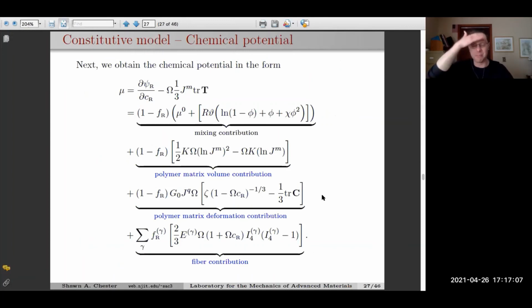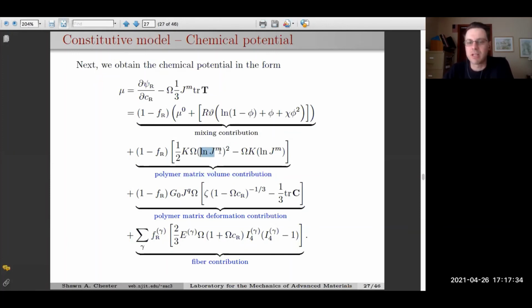So now it gets even bigger, my gosh, for the chemical potential, but there's good news here. The first line is pure polymer chemistry. If you had a polymer chain and a fluid, this is what you would obtain. Now we add in the polymer matrix as a real network with elasticity. So the first line you see in blue here is the volume contribution.